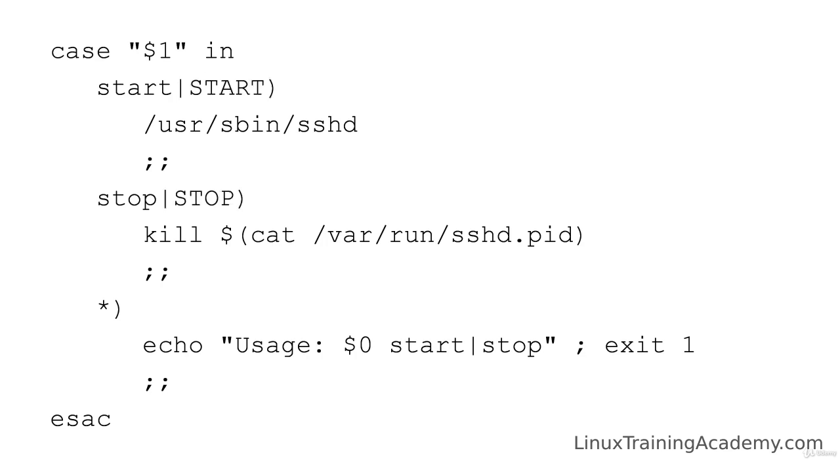This is yet another slightly modified version of the same case statement. This time you might notice that a pipe was used. You can use the pipe as an OR. So if $1 is equal to start in all lowercase or start in all uppercase, the SSHD command is executed. We did the same thing with stop. And like the previous example, the wildcard will act as a catch-all and match anything else.